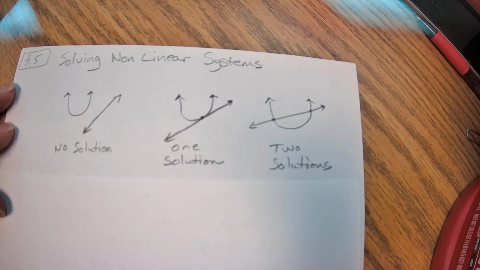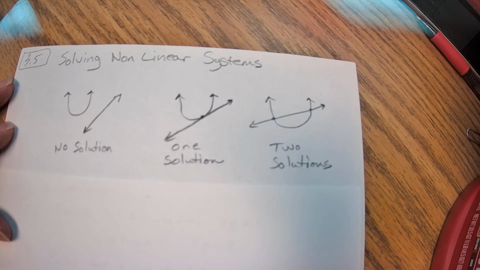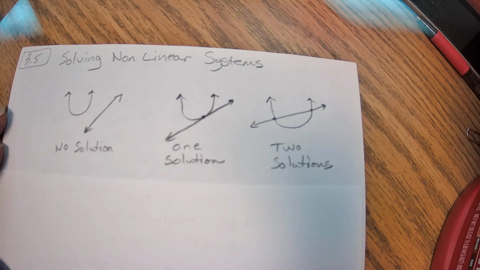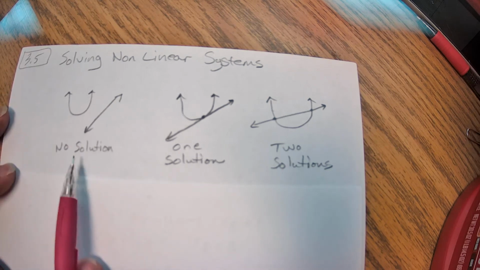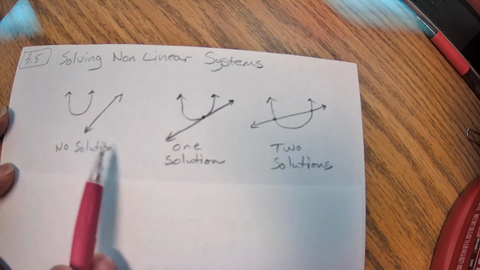Okay, Algebra 2, Section 3.5. This is the last section in the chapter, and this section is on solving nonlinear systems. So most of the examples we're going to do in this section are one equation will be a parabola, one equation will be a straight line, and these are the three possible scenarios you're going to have. Either those two functions will never meet.